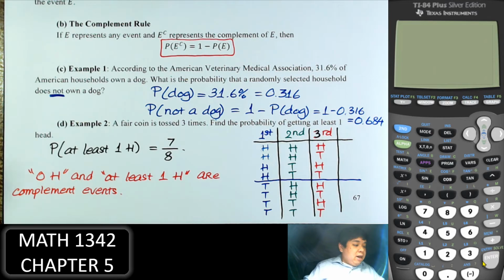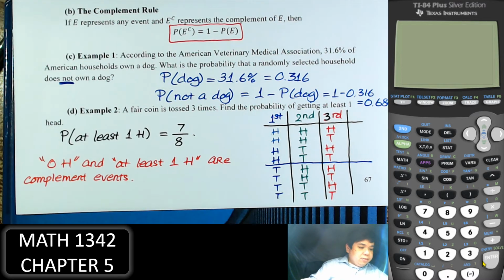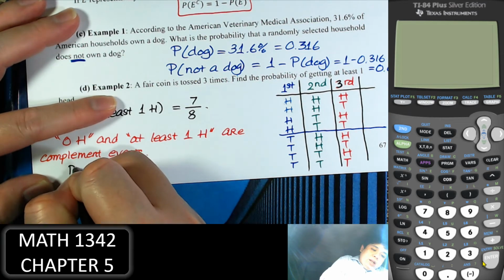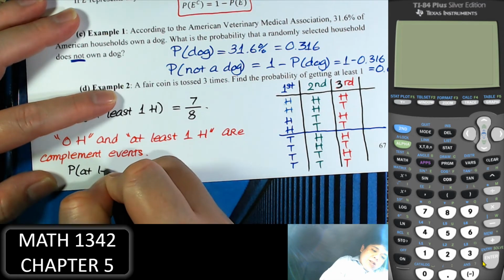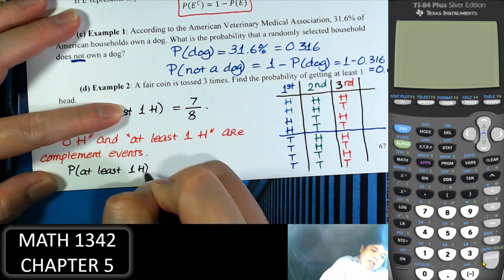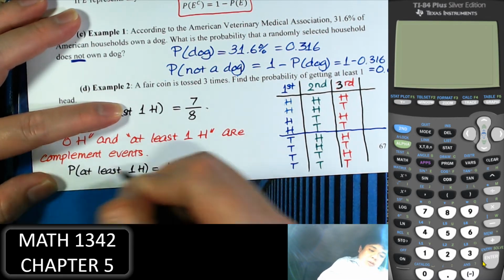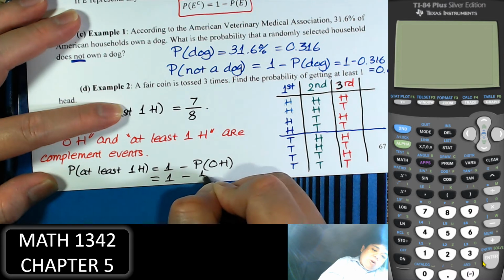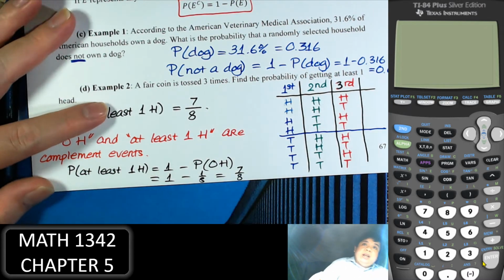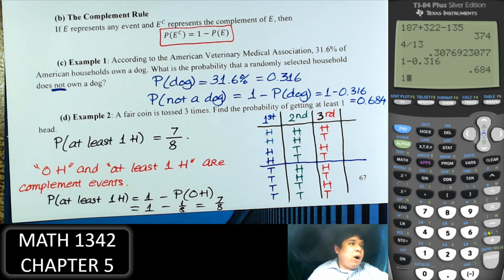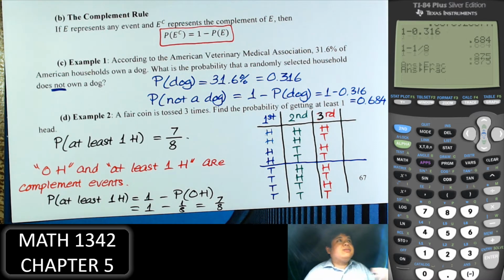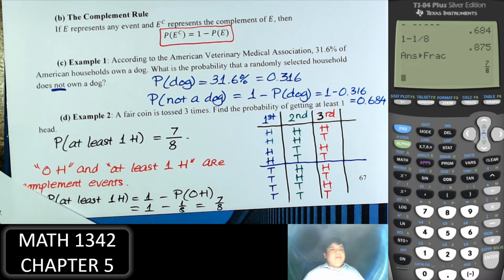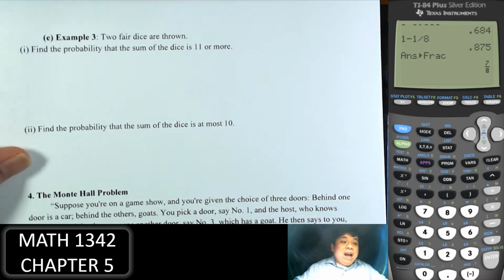Because they are complement events, we can use the probability: the probability of at least one head is equal to 1 minus the probability of the complement, which is 0 head, and that is the last one. So 1 minus 1 over 8 is 7 over 8. If we use the calculator, 1 minus 1 over 8, and then we can convert to a fraction. So the complement event is very nice. We don't have to count as much.